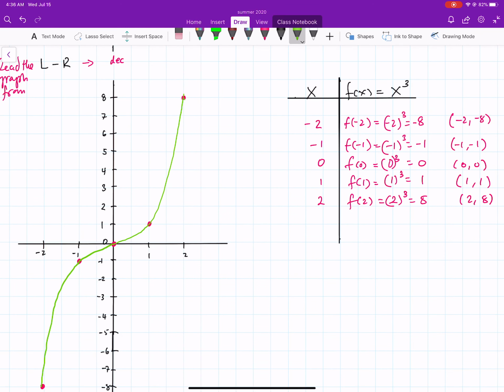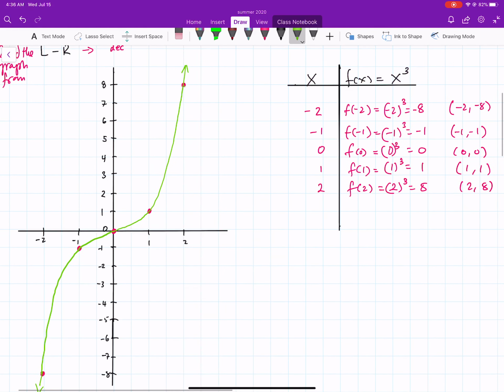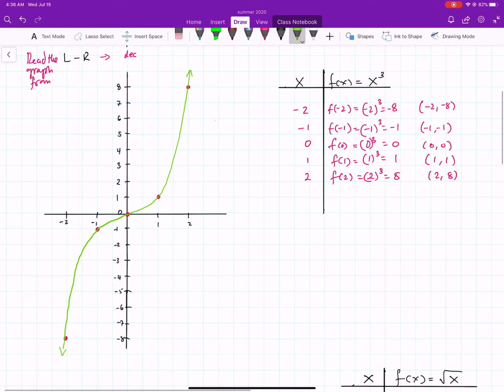Okay. So again, this graph continues forever. So when I talk about the domain, let's look at the domain. So the domain is all the values of x. You can clearly see that for every x, you can find a y. So it looks like the domain is x belongs to all the reals.